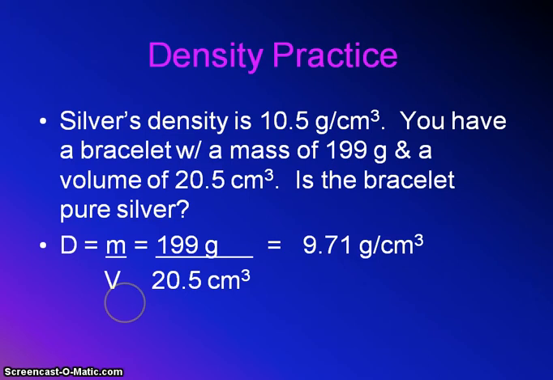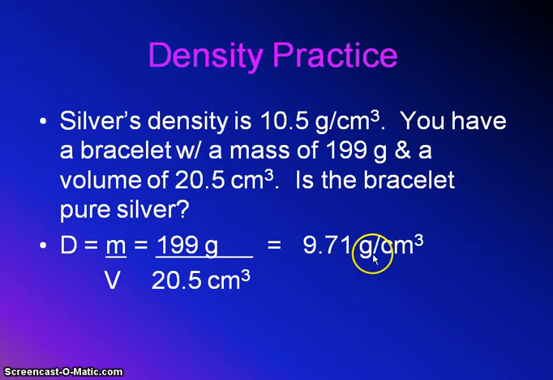Okay, so in this particular problem, we're dealing with density. We always begin calculations by writing out our equation, D equals M over V. Then we're going to plug in our known values. Well, we know from the problem that we have a mass of 199 grams, so that will go on top here. And our volume is 20.5 centimeters cubed, so that will be our volume down here on the bottom of our equation. Now, when you divide 199 grams by 20.5 centimeters cubed, you get 9.71 grams per centimeter cubed.